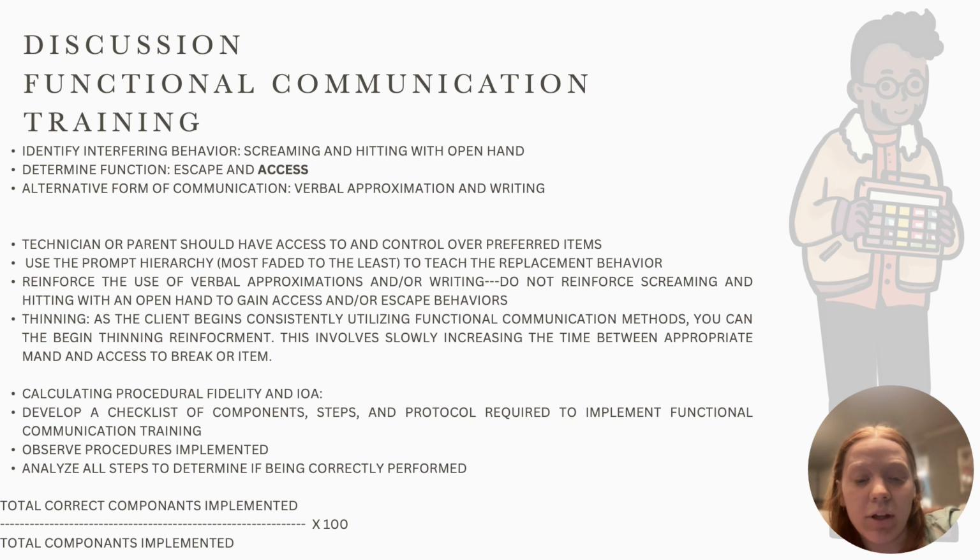So first we want to develop a checklist of components, steps, and protocol required to implement functional communication training. We then want to observe the technician or the parent implementing the procedures. We want to analyze all steps to determine if they are being correctly implemented. Then we can use the equation located at the bottom, which is total correct components implemented over total components implemented, and multiply that by 100. And this will give us a percentage of total correct components implemented.